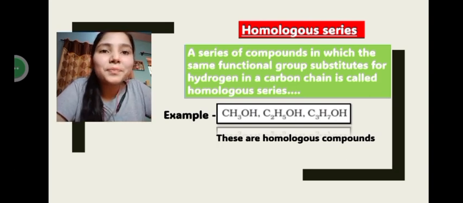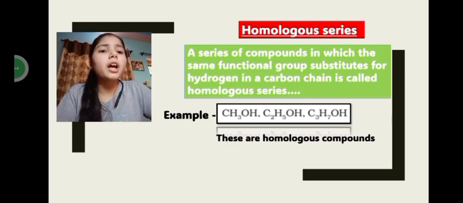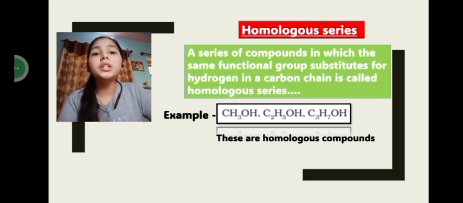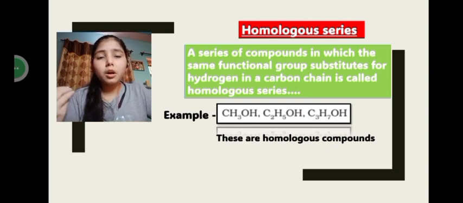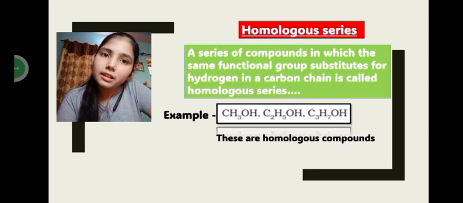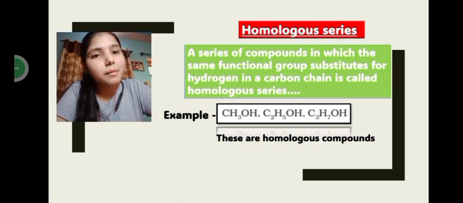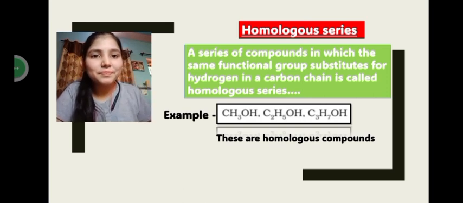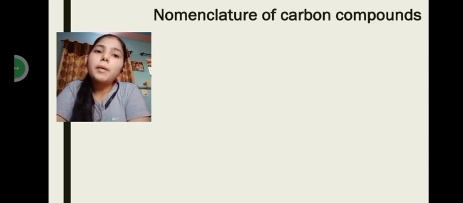So the functional group is the same here. We don't have to care about how many carbons or how many hydrogens there are. We only need to know the functional group, that is, which functional group is attached to the series of compounds. There are many compounds which contain that same functional group, and these are called homologous compounds. So this is what a homologous series is, and I hope you now understand functional groups.